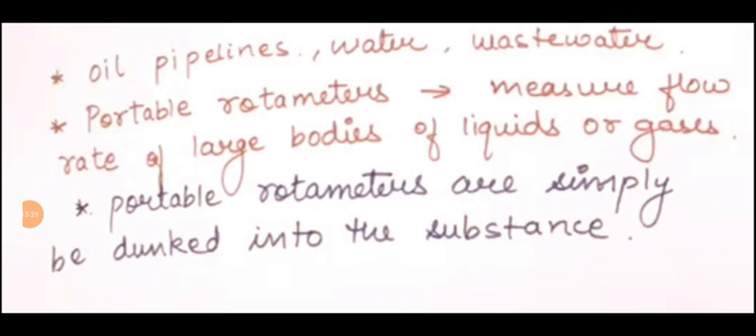Portable rotameters are also used for measuring the flow rate of large bodies of liquid or gases. Where a large quantity of water is to be measured, a portable rotameter can be dumped into the substance. So these are applications of the rotameter, such as oil pipelines, water and wastewater, where the flow rate is to be measured. These are the advantages, construction, working, and applications of rotameter flow measurement.